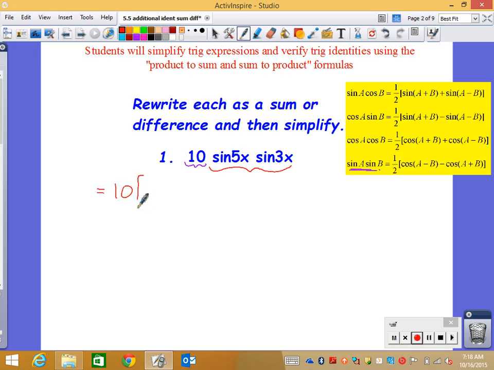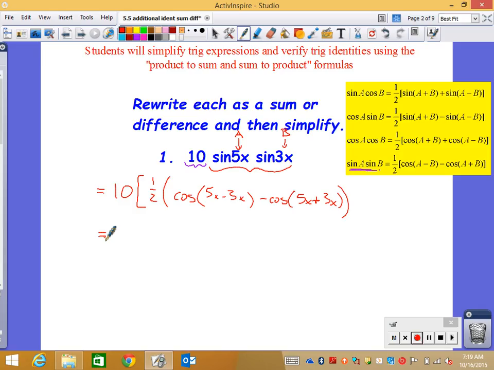This sine 5x, sine 3x is what we're going to be applying my formula to. So let's write that out. This 10 is just going to hang out. So you have 10 times 1/2 times the cosine. Well, we have to determine what's A and what's B. My A is going to be the first one, 5x, and my B is going to be the second one, 3x. So we have the cosine of A minus B, so 5x minus 3x, minus the cosine of A plus B, so 5x plus 3x.